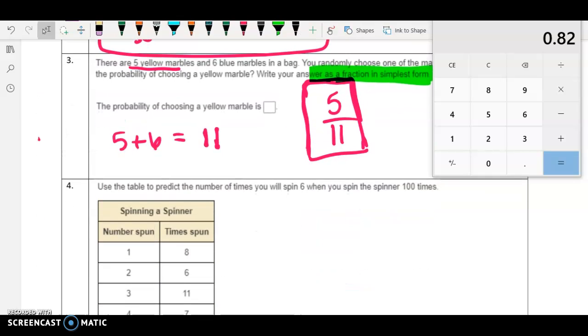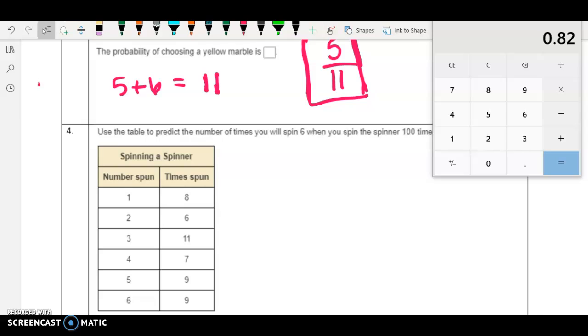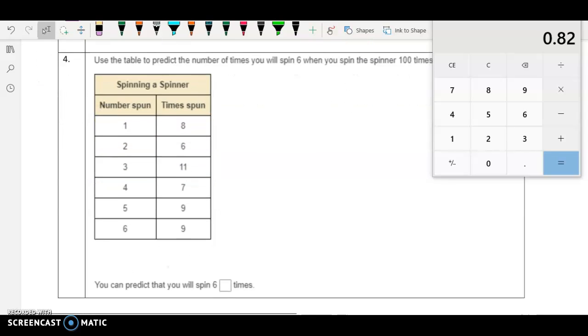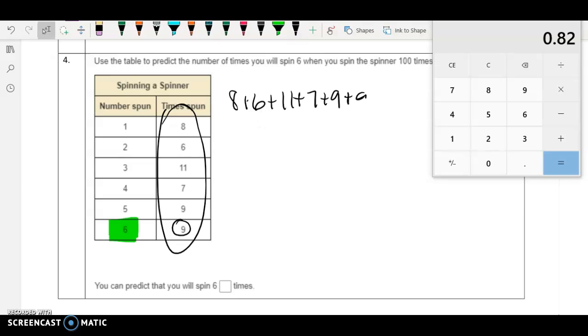All right, so use the table to predict the number of times you spin a 6. You spin a 6 on the spinner 100 times. So here's my 6. I spun a 6 9 times, but I don't know how many times I spun it out of. So we need to add all of those up. So we're going to do 8 plus 6 plus 11 plus 7, 9, 9. And that gives us 50. So I only spun it 50 times. And I spun a 6 9 times out of 50.